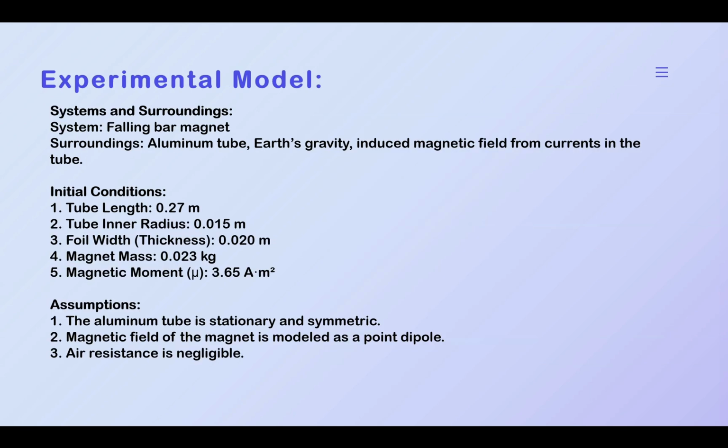Then let's see the experimental setup. In the setup, the system is a falling bar magnet, and the surroundings include the aluminum tube and the Earth's gravity. Initial values include the tube length of 0.27 meters, a magnet mass of 0.023 kilograms, and a magnetic moment of 3.65. We assumed the tube was symmetric, air resistance was negligible, and the magnet behaved like a point dipole.